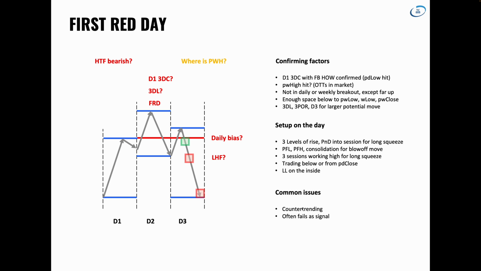Common issues, as discussed, counter trending. So if this is a strong uptrend, then be careful, because this often fails as a signal, and potentially if this pulls back, it can be just a reset for the next leg up.